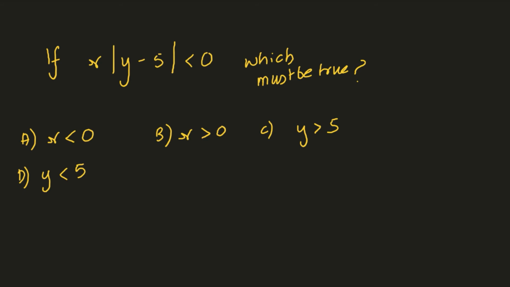So in order to produce a product that is lesser than 0, x will always have to be lesser than 0, because modulus of y minus 5 can never be lesser than 0. So to produce a product that is lesser than 0, the only thing that must be true is that x should be lesser than 0. So by virtue of that, A is our answer.